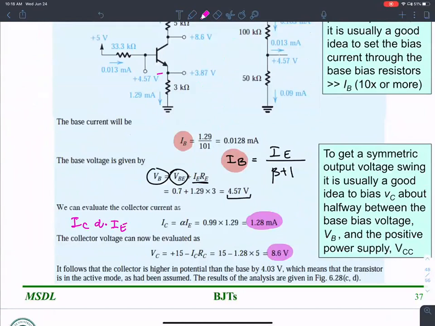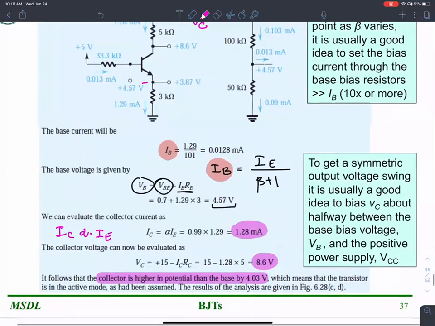As you can see, the collector is at a higher potential than the base by 4.3, which means that the transistor is in active mode. And we can verify the validity of our assumption.